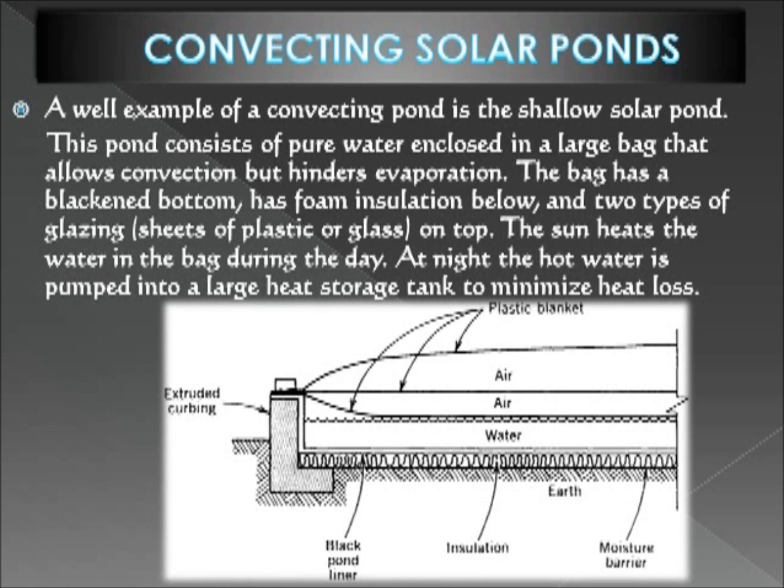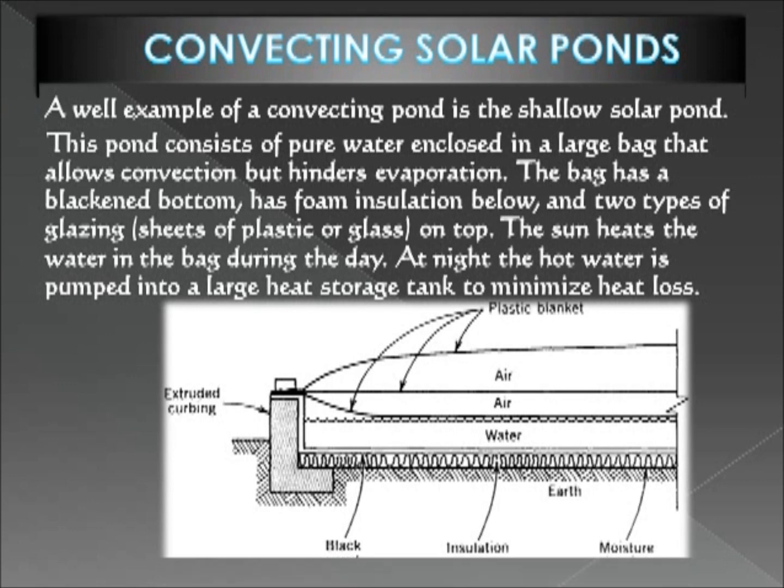You can see in the figure that there is insulation, a moisture barrier, a plastic blanket, a blackened liner and the surface.